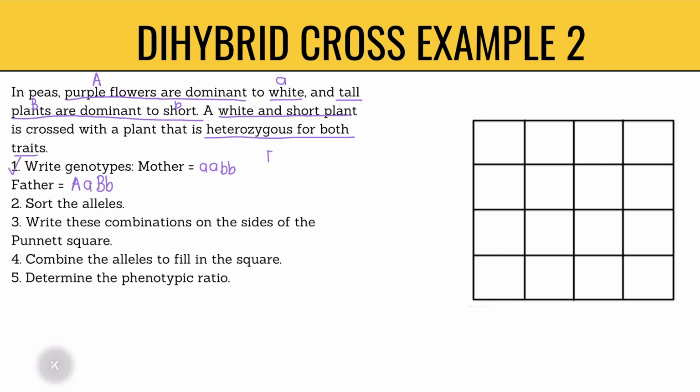Sort the alleles. So I need to FOIL both parents. Here's parent 1, and here is parent 2. Okay. So when I FOIL parent 1, I have 4 of the same options. And then whenever I FOIL the second parent, I have these different options.